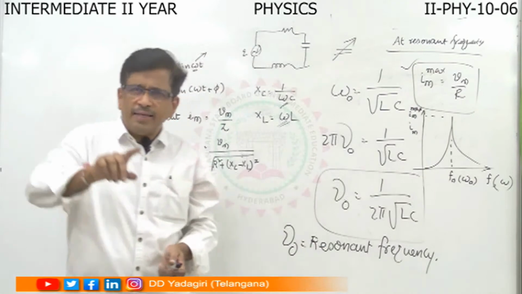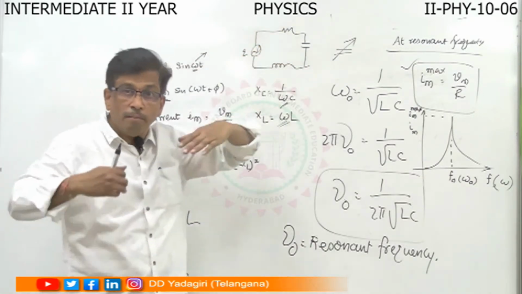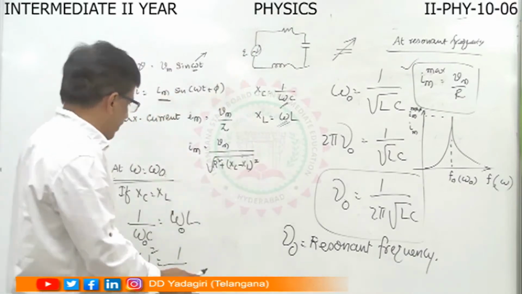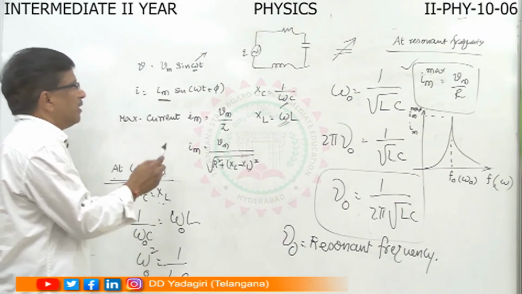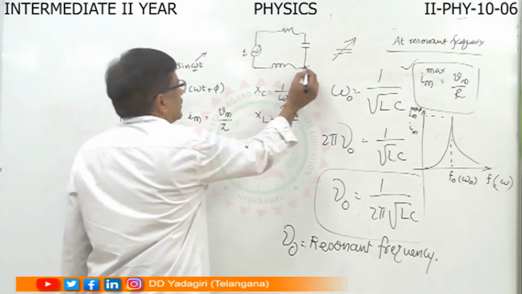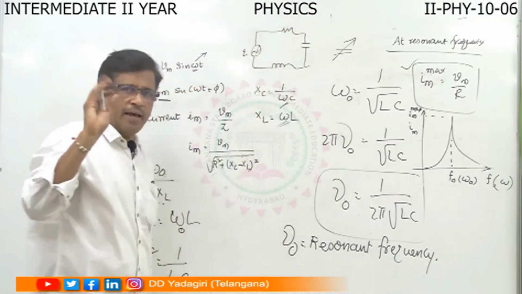So that means in the LCR circuit, maximum current will be there when Xc becomes XL. Xc becomes XL, the maximum current will be there. That current flowing through the resistor will dissipate energy. Energy is dissipated.